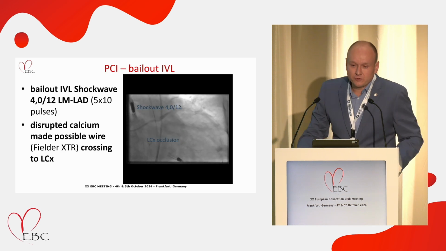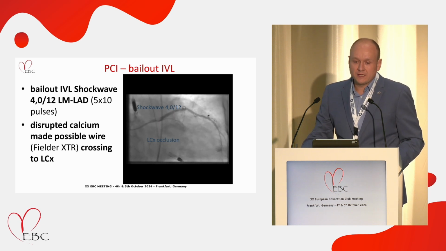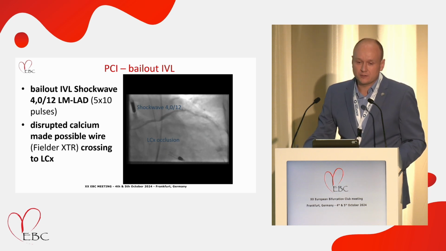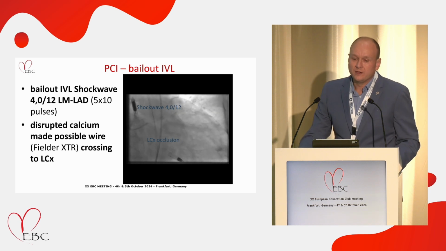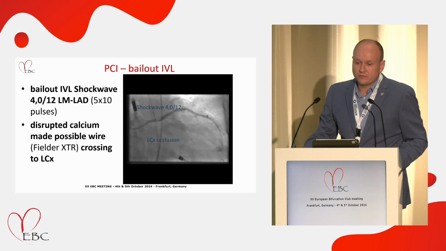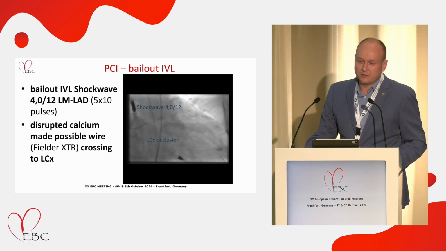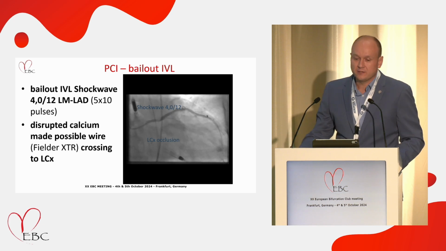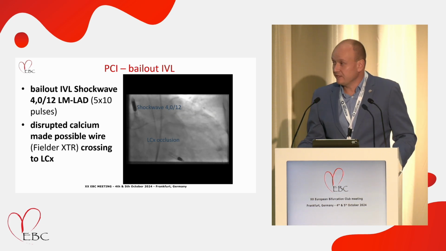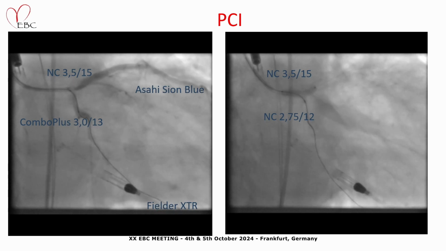And this is the point of my presentation. We took as a bailout method IVL Shockwave 4.0 from left main to LAD, and after usage of 50 pulses, suddenly disrupted calcium made it possible for the wire to cross to the circ, and it was surprisingly easy. Then we continued with PCI.